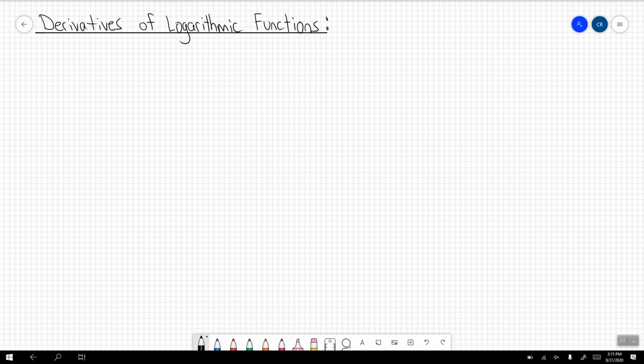Hi everyone, welcome back. Today we're going to be talking about derivatives of logarithmic functions. In the previous sections we have worked with the derivatives of exponential functions, more precisely derivatives of e to the x. In the previous section, we also worked with logarithmic functions and their properties. And again, in this particular section, we are now going to be working with derivatives of logarithmic functions.